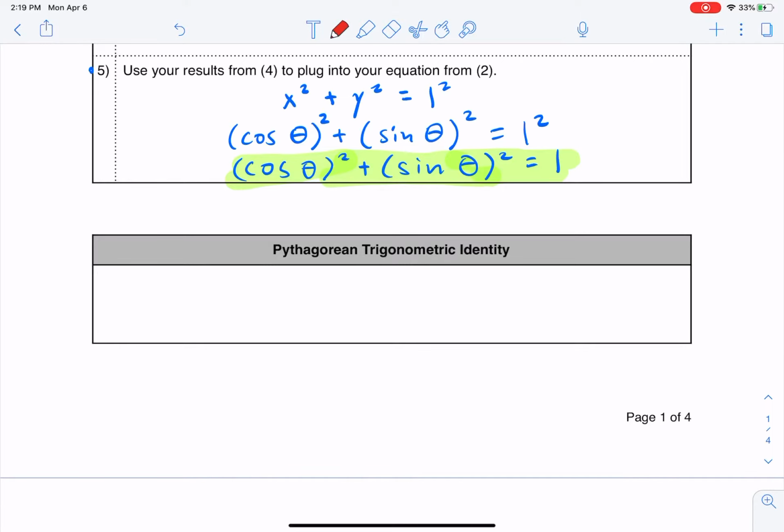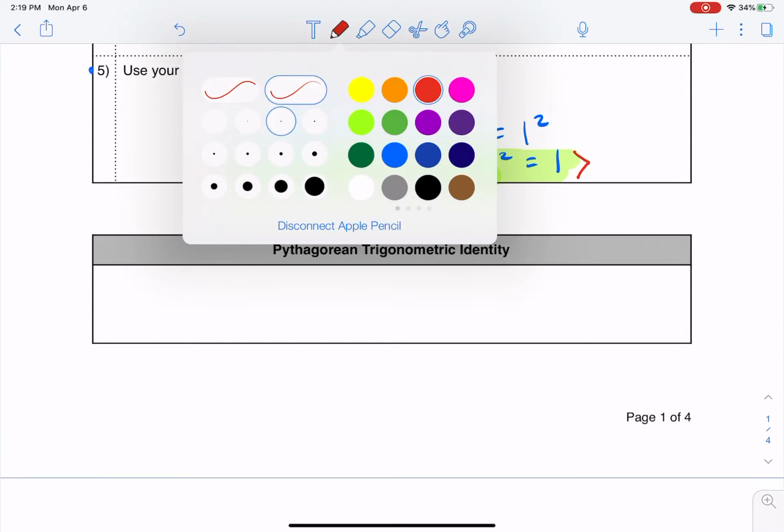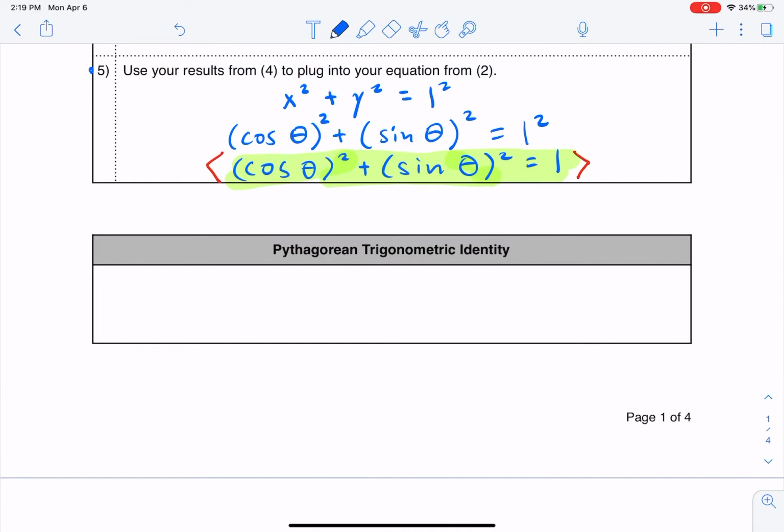So notice, we found the Pythagorean identity in the previous video. And we got that cosine of theta squared plus sine of theta squared equals 1. Now, generally, when we see this written in problems, sine comes first. And that's not really a big deal because the commutative property allows us to switch the order of those two terms without it changing the value or the meaning of that equation. So this is the Pythagorean trigonometric identity.